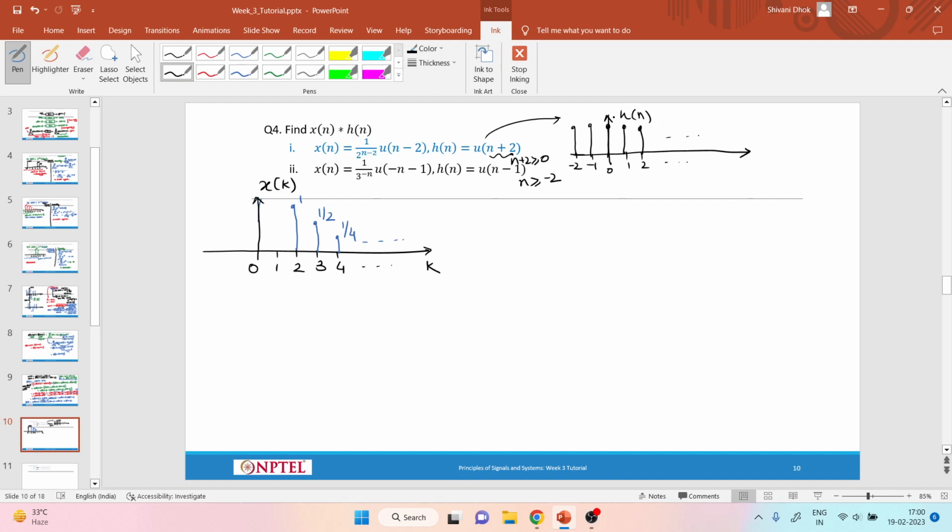And now I want to flip this to get h of minus k. So now I'll plot h of minus k. So if I do that, how will it look? So this is going on like this and so on. So here it is symmetric, right? Oh no, here it is not symmetric. It is u of n. Yeah, it is not symmetric. But u of n is more handleable compared to this x of k.